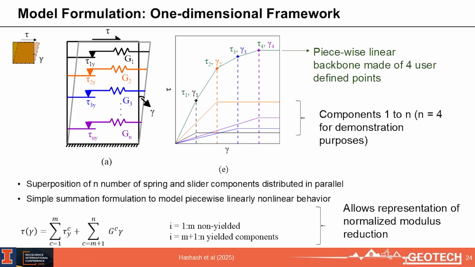And this model is actually a pretty simple superposition of springs and sliders, but we had to, of course, translate it into 3D. All the details are available in our journal paper, and it allows the representation of small strain nonlinearity. Now, there is a hysteretic model within LS-DYNA that can represent small strain nonlinearity. The problem is it's limited to 10 points, piecewise linear. Ours, we recommend using 30 points. It gives you a much, much better representation.